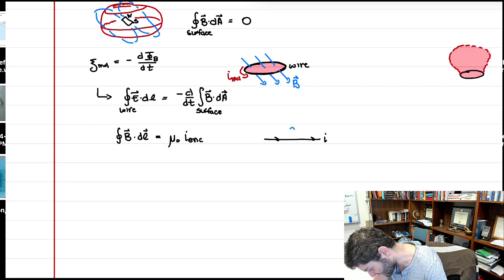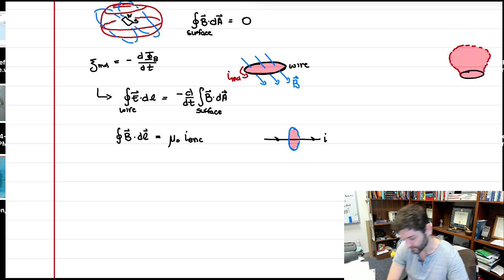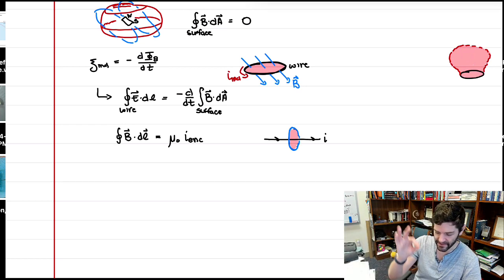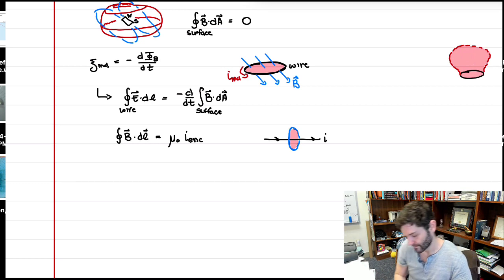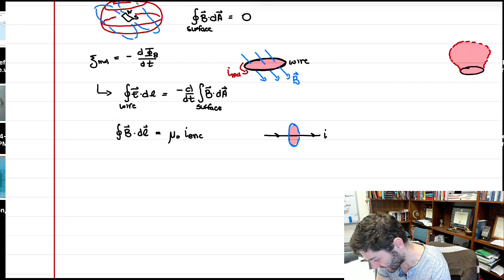If I draw a surface that is defined by some sort of closed loop, like so, it goes behind the wire there, then I can say something about the magnetic field along that blue loop. And that's how I could actually derive, for example, when we showed that the magnetic field around a current-carrying wire is mu naught times I divided by 2 pi r. So again, we will just take that as a given.